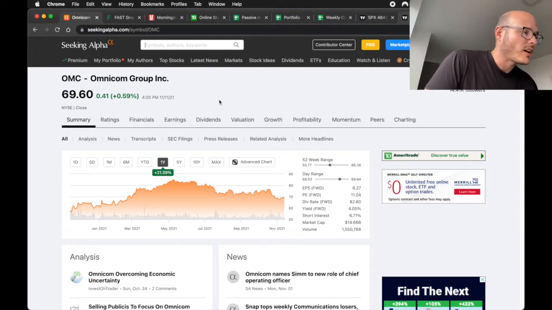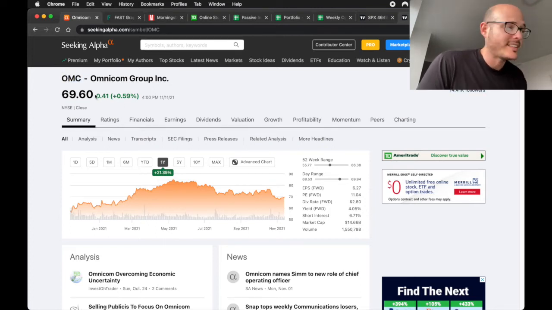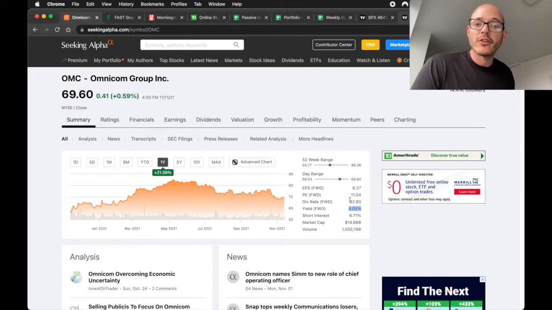Okay, so Omnicom Group Inc., ticker symbol OMC, going for $69.60. This stock, as you can see, has a dividend yield of 4.05% and a market cap of $14.6 billion, with a current PE of only 11, so that's a good indicator already that it looks to be undervalued. Anytime a high quality company such as Omnicom is lower than a 15 PE or a 20 PE, depending on the historic average, it tends to be a good indicator that it may be undervalued.